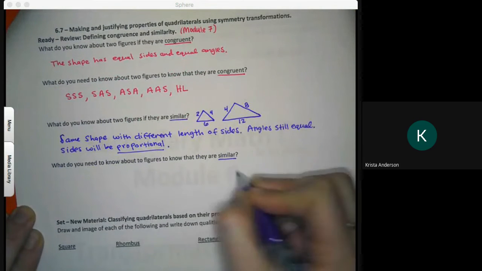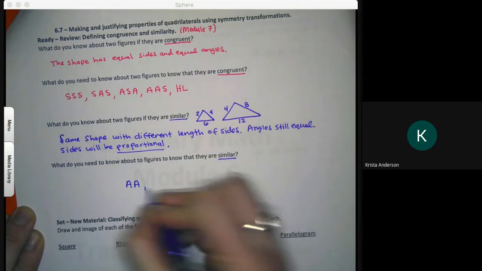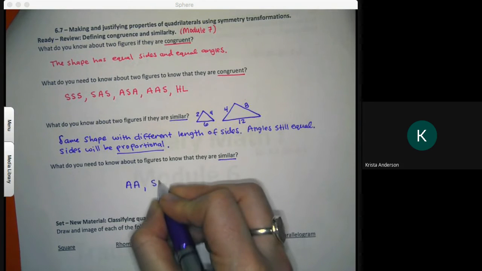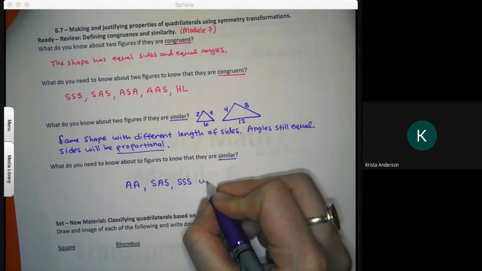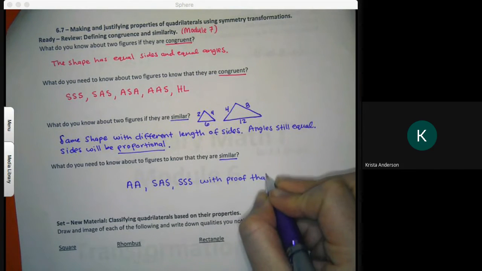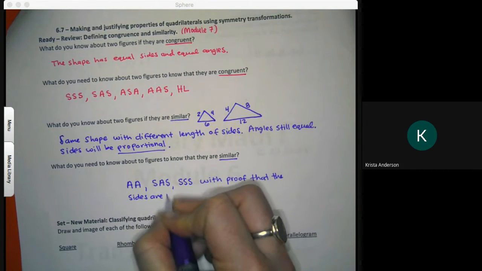The way we can define if a shape is similar is by having 2 angles. If you know 2 of the angles are equal, the third one would have to be in a triangle. So angle, angle; side, angle, side; and side, side, side, with proof that the sides are proportional.